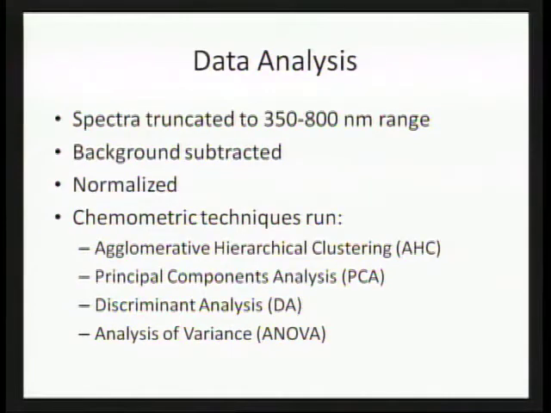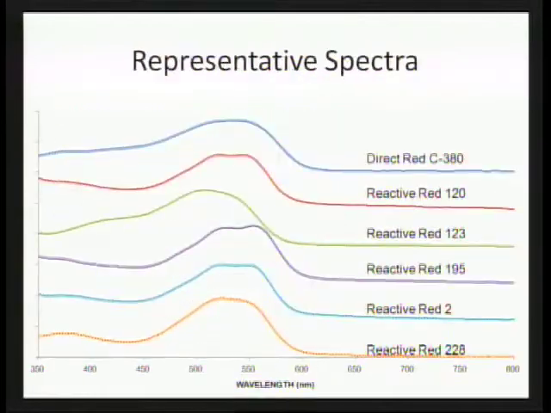For data analysis, the samples were truncated to a wavelength range of 350 to 800 nanometers. For background subtraction, we subtracted the minimum from each value. Normalization was by square root sum of squares. And then we ran chemometric techniques. We ran agglomerative hierarchical clustering, principal component analysis, discriminant analysis, and analysis of variance.